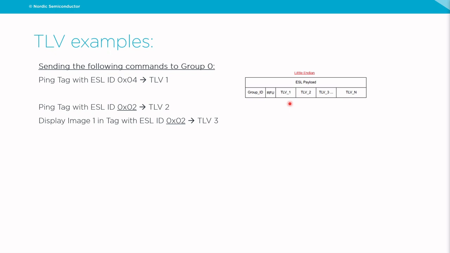Since we can address multiple tags with one ESL payload, we have indeed 48 bytes available, and we have multiple response slots available, we can send other TLVs addressing other tags in the same group. In this example, we want to ping tag number 2, and this will be the second TLV. But for the same tag, tag with ESL ID 02, we want to change also the image. We want to display a different image. We want to display the image with image index number 1. And this will be the third TLV, TLV number 3. So now we'll see how this TLV should look like in the following slide.